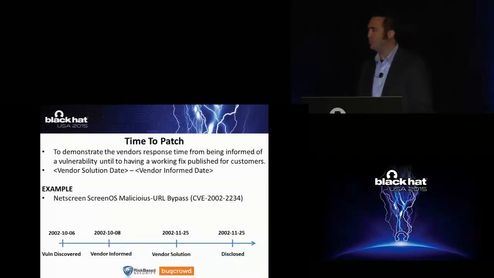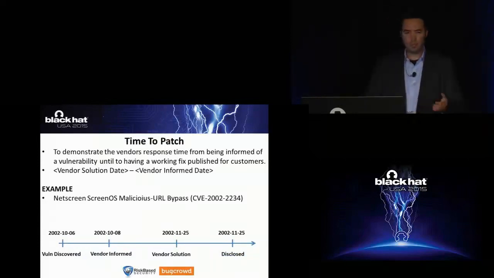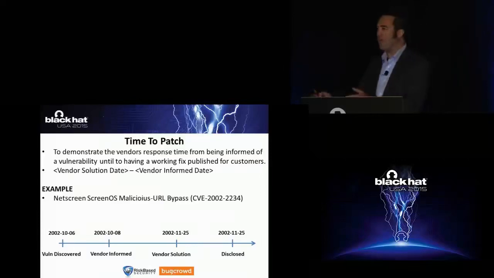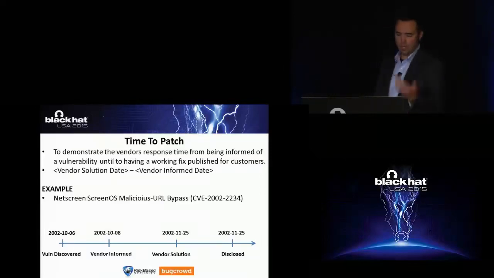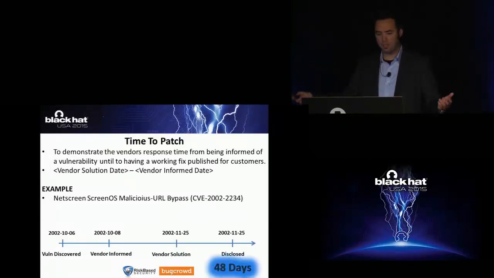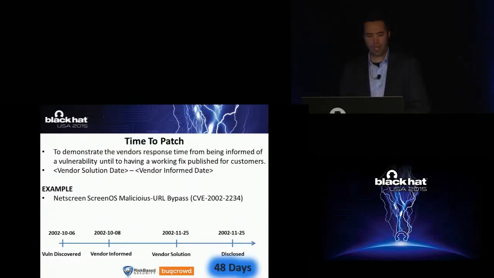Time to patch. What do we mean by this one? This one means to demonstrate the response time of a vendor from when they were informed to when they provide and publish a working patch for the customers. Again, you can see here, they're informed October 8th of 2002, and then the solution comes out late November, right? Simple metrics here: we can basically say 48 days is what it took from the time that they were made aware of it until when they provided a patch.